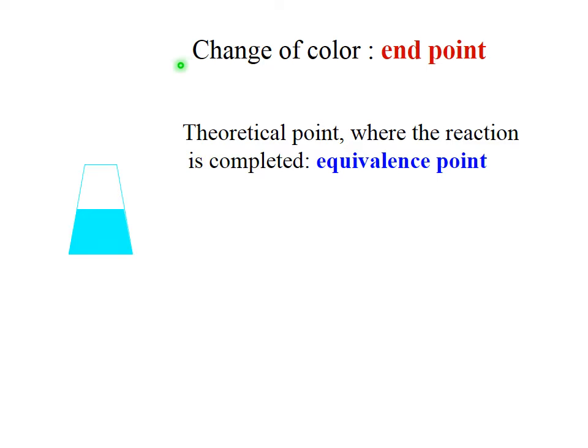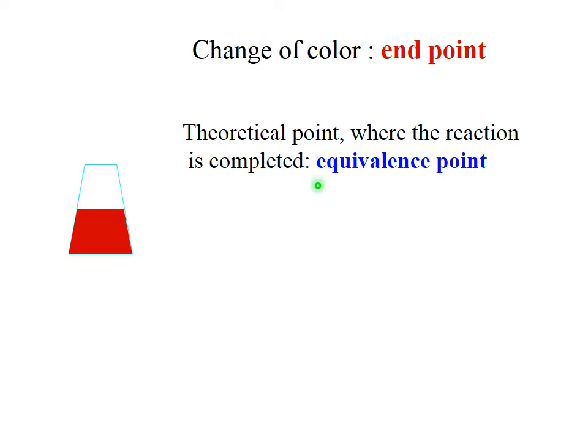Next requirement, change of color. So how can we stop? We need a change of color, or a change of electrode signal. We may look for change of conductivity or something else. The place we stop titration is the end point. It is different from the theoretical point when the reaction is completed. So we run titration, drop in liquid inside our titration flask, and at some moment color changes. That's how we stop.